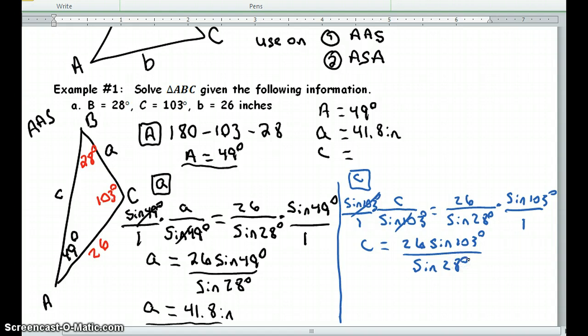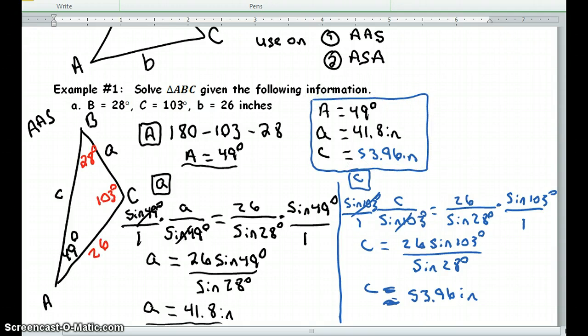Now, you type this in the same way you do the other one, just the numbers are a little different, and you'll get C equals 53.96. And again, we're in inches, and I rounded to 2 decimals, so 53.96 inches. All right. At the end of the problem, I like to just box all my answers together. So over here, and now we'll move down to the next problem.